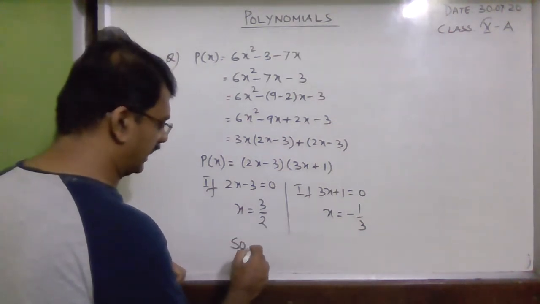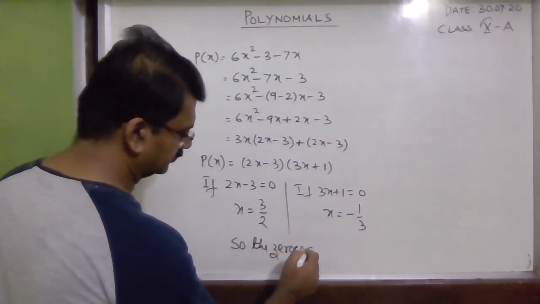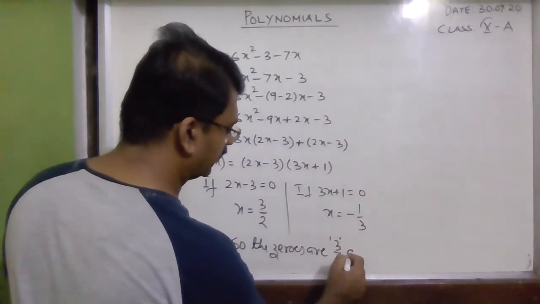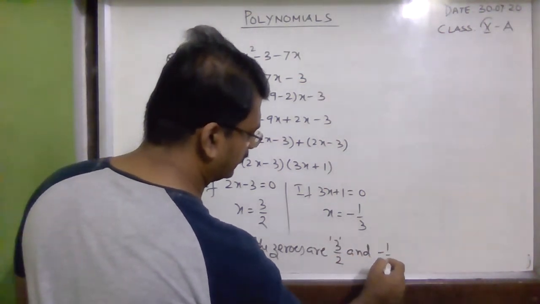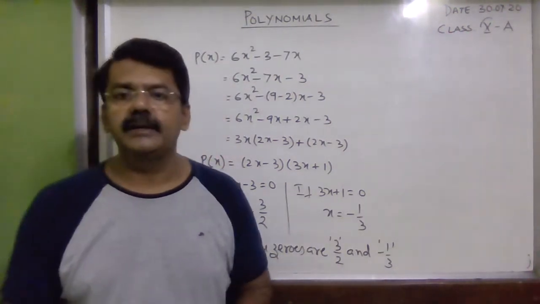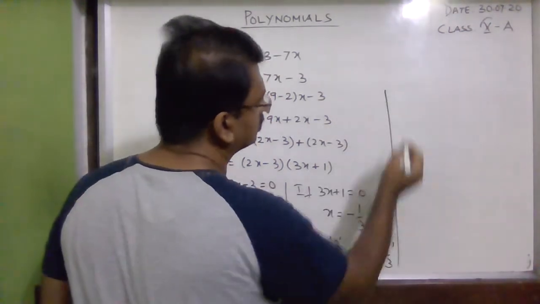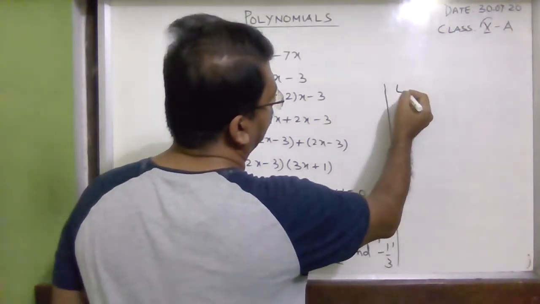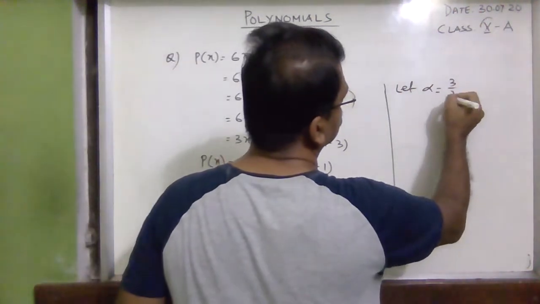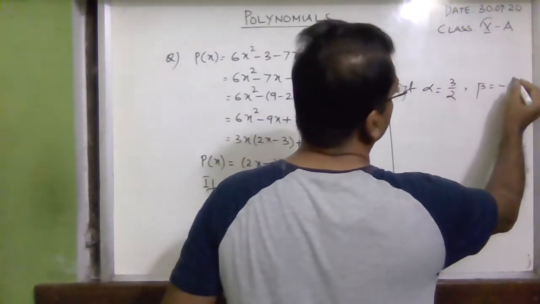So the zeros are 3 by 2 and minus 1 by 3. The zeros are 3 by 2 and minus 1 by 3. So now, let alpha is equal to 3 by 2 and beta is equal to minus 1 by 3.